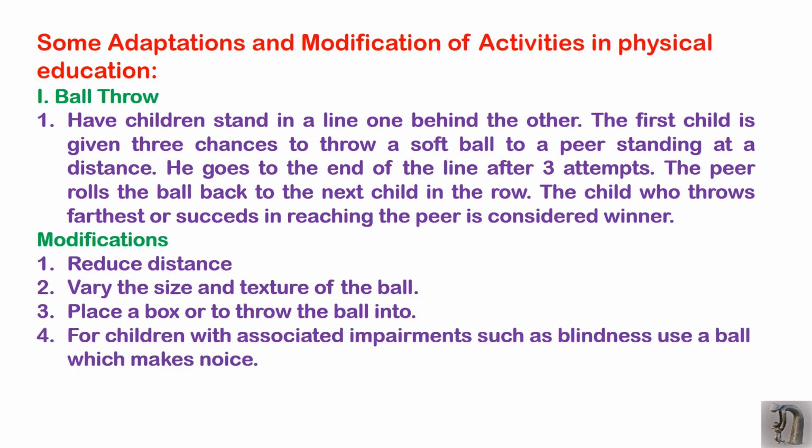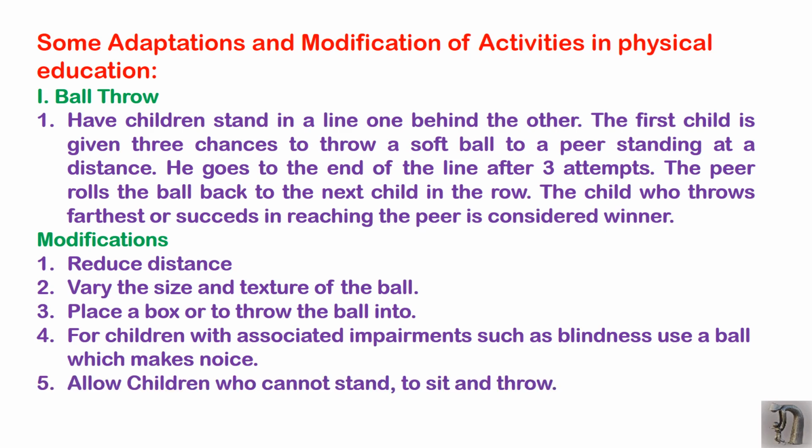You can do it that way also. For children who have associated impairments, like intellectual disability with autism, intellectual disability with Down syndrome, or hearing impairment, you can modify the activity. For example, for blindness, use a ball which makes a noise so that they will understand that my ball has reached that particular place. Allow the children who cannot stand to sit and throw. That's a kind of modification you can do.